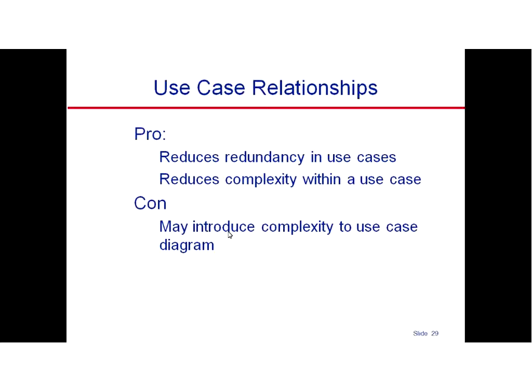Now when you represent relationships in use cases, there are certain pros, like advantages, and cons, disadvantages. The pros are reduces redundancy in use cases, reduces complexity within a use case. So you can see which cases are parent and which are child, which are extending, which are including. But the con is may introduce complexity to use case diagrams. Sometimes it is not possible to represent the reality clearly. So this is a disadvantage.